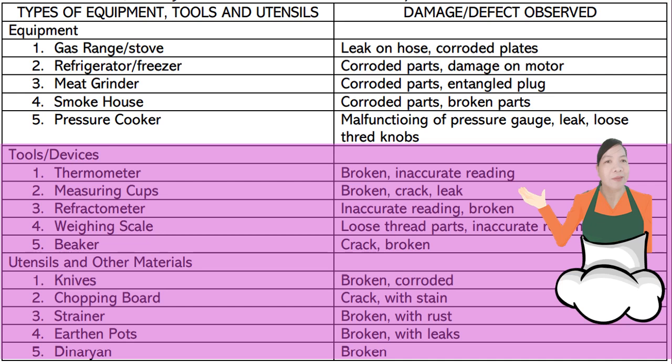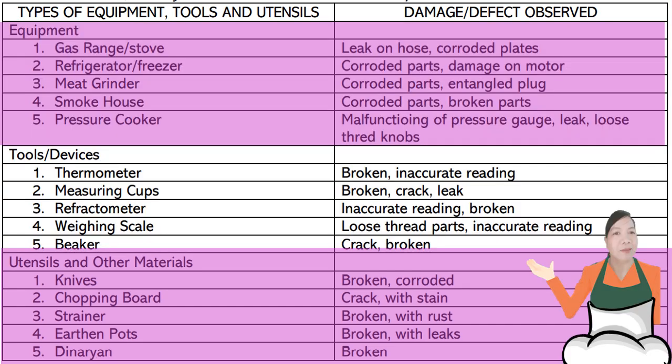Pressure cooker for number 5. Malfunctioning of pressure gauge, leak or loose thread knobs. Now for tools and devices. Number 1. Thermometer. Broken, inaccurate reading. Number 2. Measuring cups. Broken, crack, leak. Number 3. Refractometer. Inaccurate reading or broken.